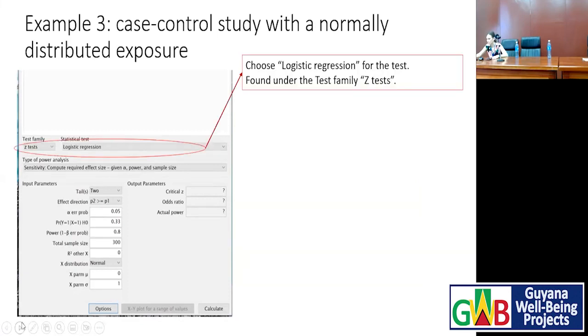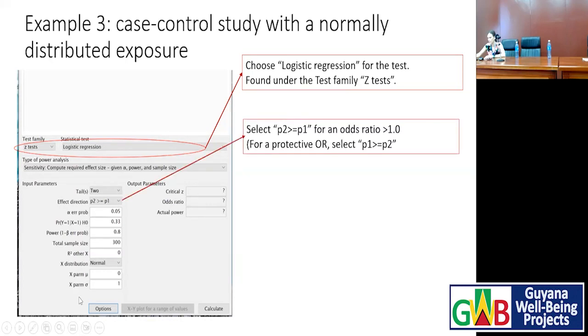So here we have our screen pulled up again. Here I'm just showing that we can select our statistical test either using the drop down menu that's cut off, or by using these two boxes, the test family and statistical test. In this case, I chose logistic regression, which is under the Z test in the test family box. That's the statistical test we select.